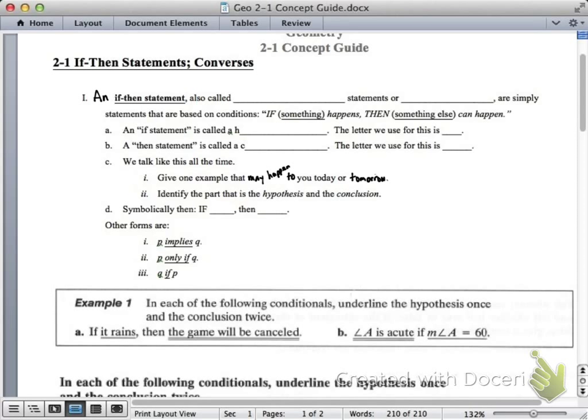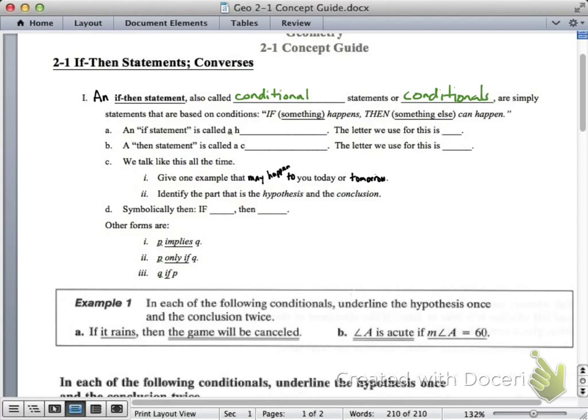This first section is about if-then statements and their converses. This is really about definitions and understanding these statements, because they are going to show up all the time, all year long here. So let's be able to talk about them intelligently and answer questions about them intelligently. An if-then statement, also called a conditional statement or a conditional, is simply a statement based on conditions, which makes sense. If something happens, then something else can happen.